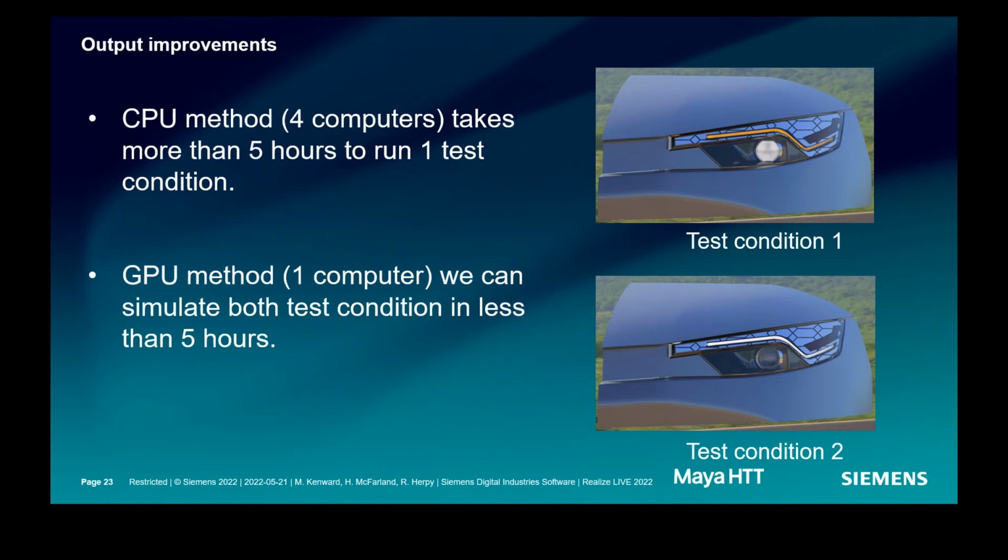So overall, our results showed that with this CPU method, when you consider 4 computers, it might take up to 5 hours to complete one of these test conditions. But with the GPU, we were able to complete both of those test conditions with a single machine in much less time.